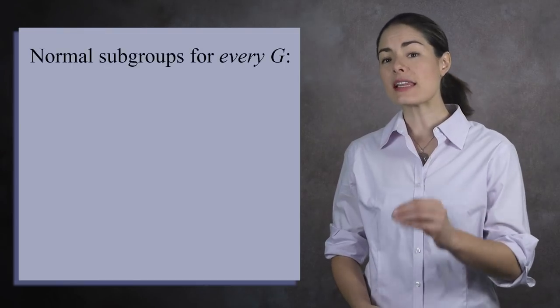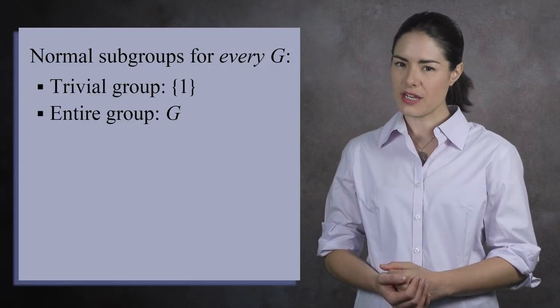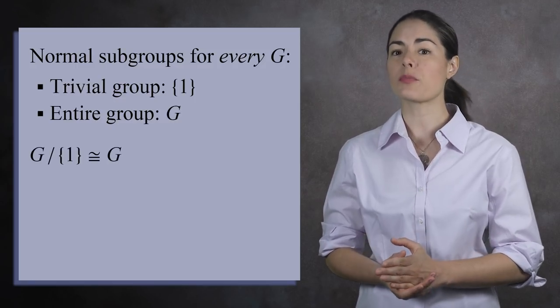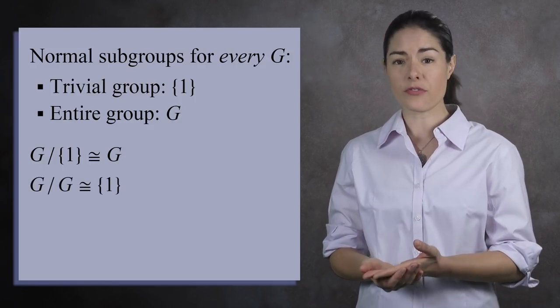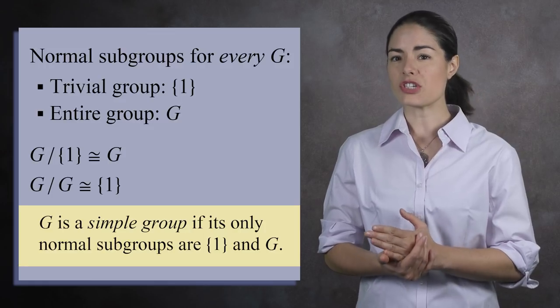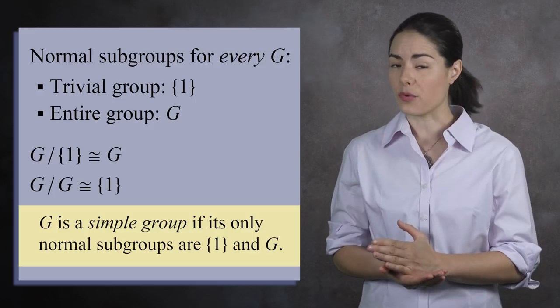Every group G has at least two normal subgroups, the trivial group and the entire group G. But these normal subgroups are not very interesting. For the trivial subgroup, the factor group is just G. And for the group itself, the factor group is a trivial group. If these are the only two normal subgroups of G, then we call G a simple group. And simple groups are the building blocks of finite groups.